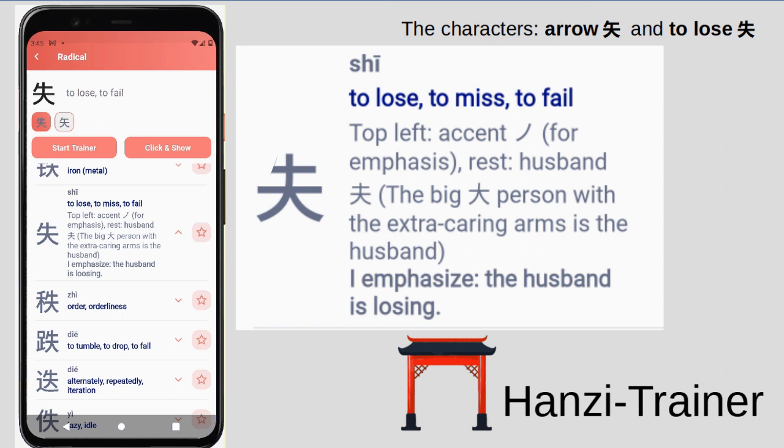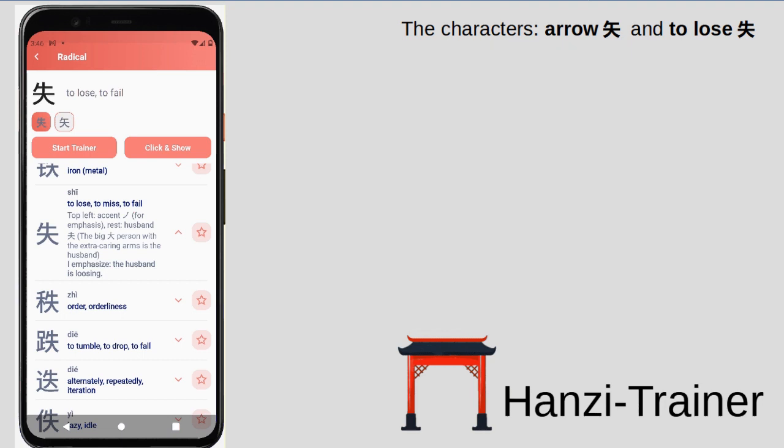The character for husband is composed by the character for big and some extra carrying arms. So the character for big is a big person with wide spread arms, but this horizontal line is double, thus this big person has extra carrying arms and means husband. The memory phrase for this is: I emphasize the husband is losing. Let me repeat, I emphasize the husband is losing. Well, this memory phrase might not make too much sense, but at least it is short and hopefully easy to remember.